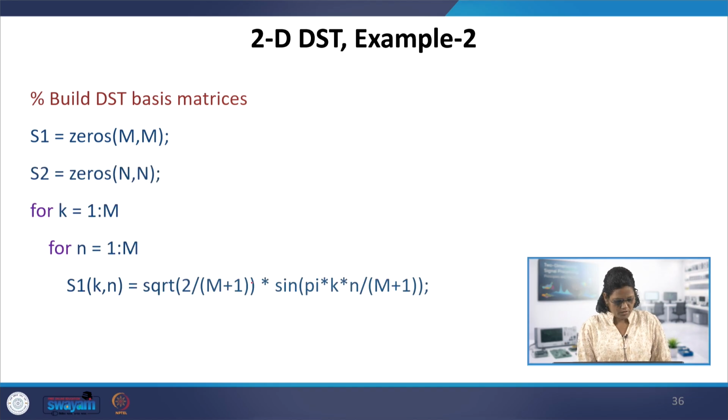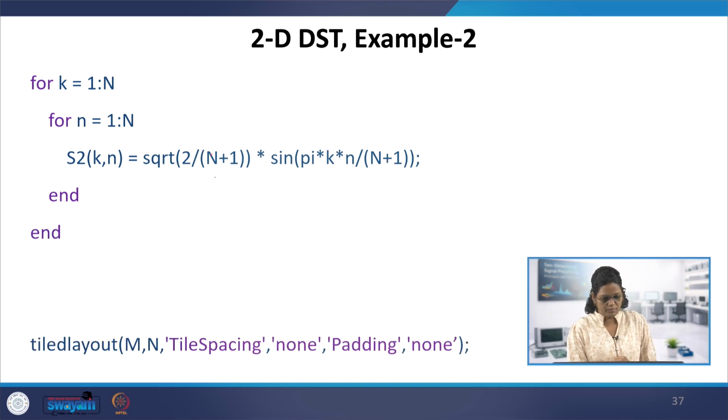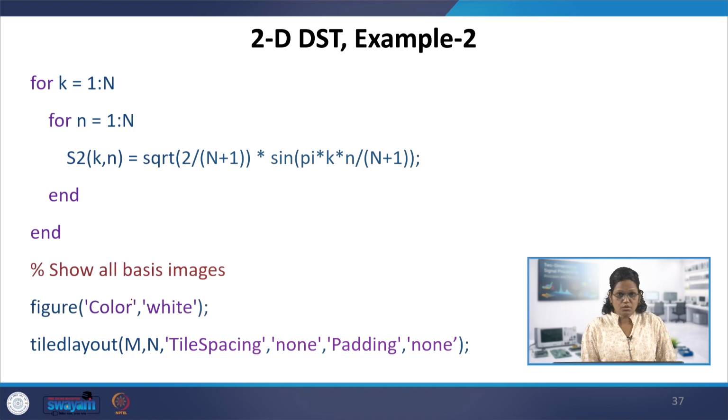The important point is how we get S1. Using the equation, sine of pi k n by m plus 1 for different values, we get S1, and this is the DST equation. Similarly for S2, we get sin of pi k n by n plus 1. So once we have this kernel, S1 and S2 are the kernels, and we can show them as basis images.